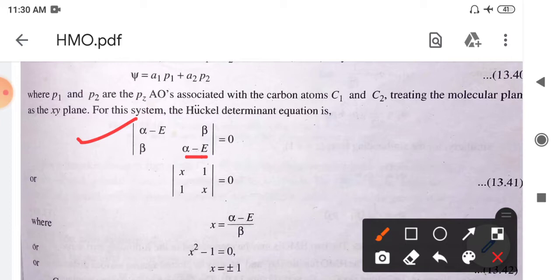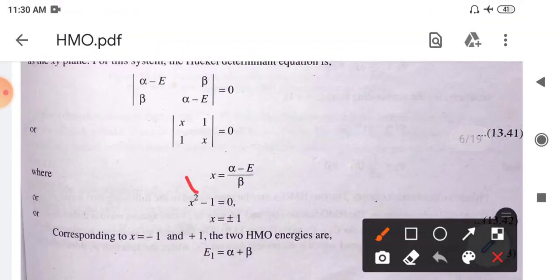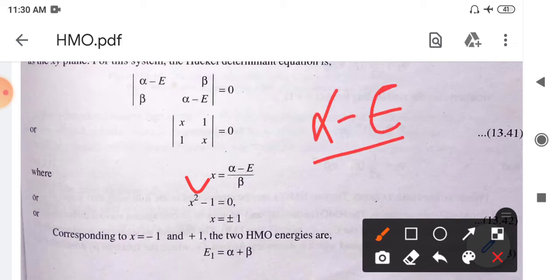Now next we need to substitute alpha minus E upon beta as x. So here we can see this is the common step. These steps we will do for all the molecules as well as for the theory part also. Once we get a clear idea about which steps and how many steps we are going to perform, we can easily find out the wave equation for any molecule. So this is the x which we have substituted for alpha minus E upon beta.